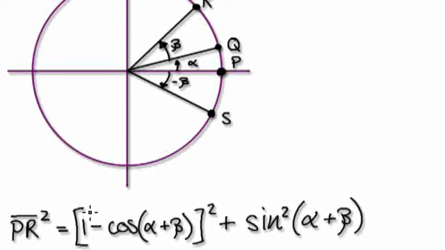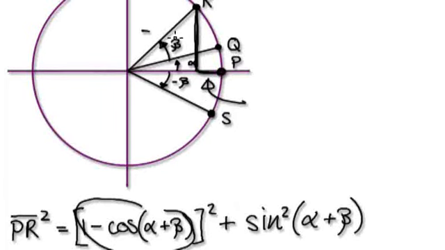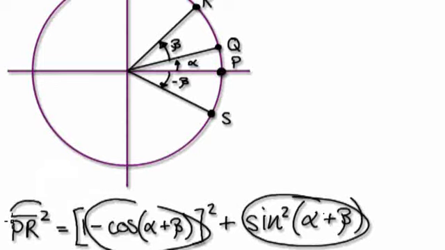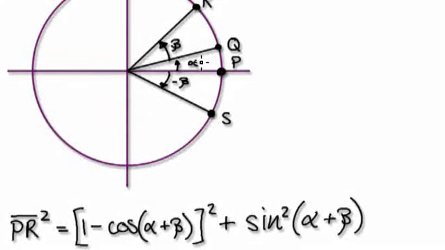I will continue in the next video. So far, this length is given by this, and the height is given by sine alpha plus beta. But we've got to square this because we're using Pythagoras. Remember. Okay, I will continue in the next video.